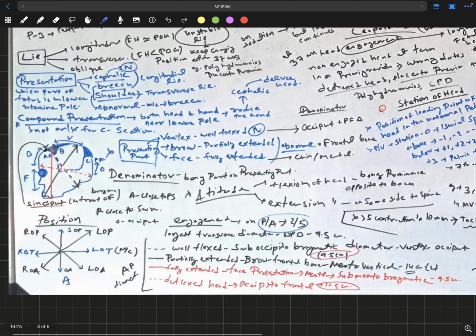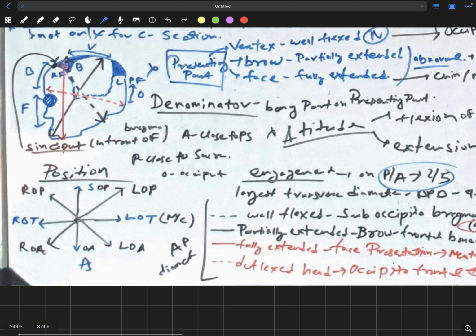So now we are going to discuss position. I have told you the basics already. These are the positions: right occipito posterior, left occipito posterior, right occipito anterior, left occipito anterior, left occipito transverse, right occipito transverse. For the normal condition, vertex presentation, the most common position is the left occipito transverse.